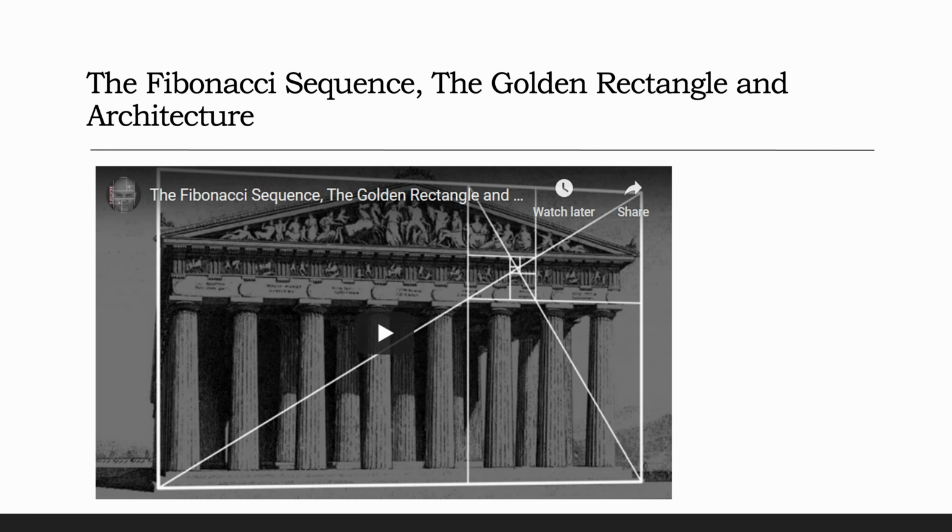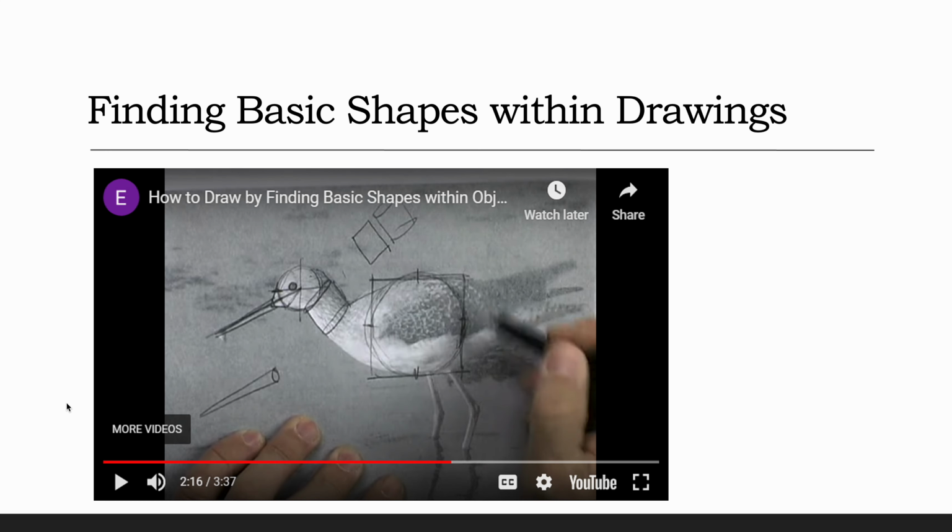Please be sure to watch the Fibonacci sequence and golden rectangle for architecture video that is located in D2L for today's class. We'll go over more about what these videos mean in the rest of this lecture.